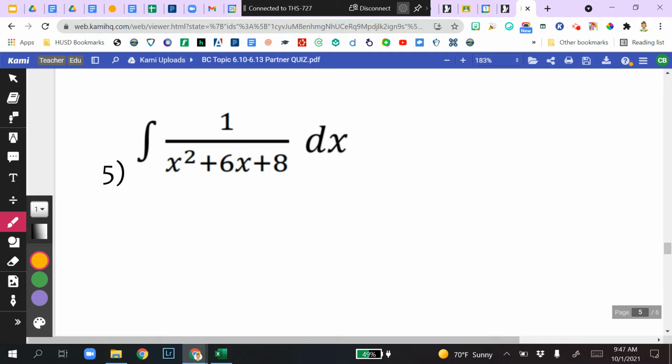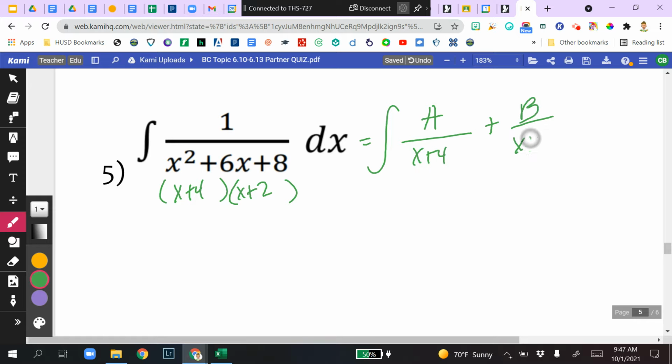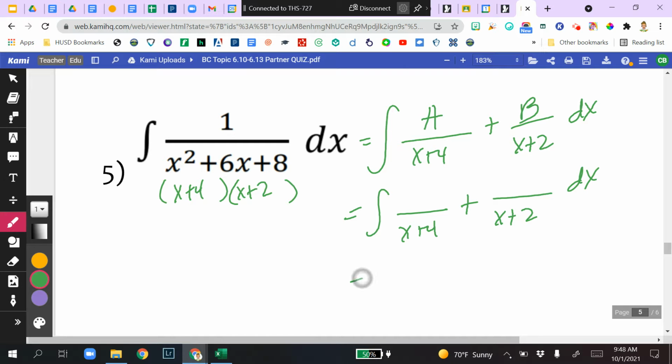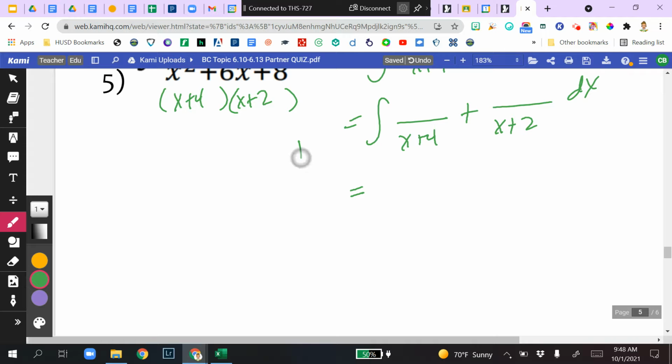All right. So what did you guys get when you factored it? Because I'm assuming you got that part. x plus 4, x plus 2. Perfect. All right. So I'm going to rewrite that as A over x plus 4 plus B over x plus 2 dx. I'm going to give myself another line, so I'm setting up for later. This is me just planning. And then I'm going to go one more line because I know that's going to be my answer, and that way I've got space to do the bulk of the work here.